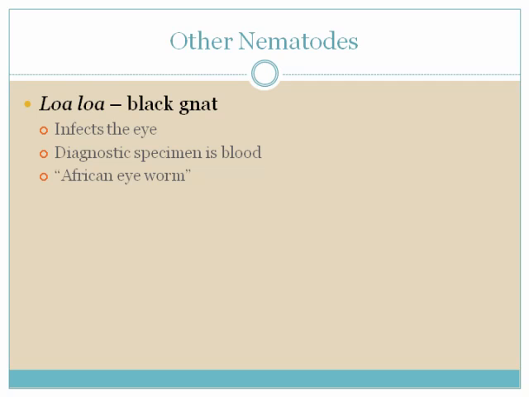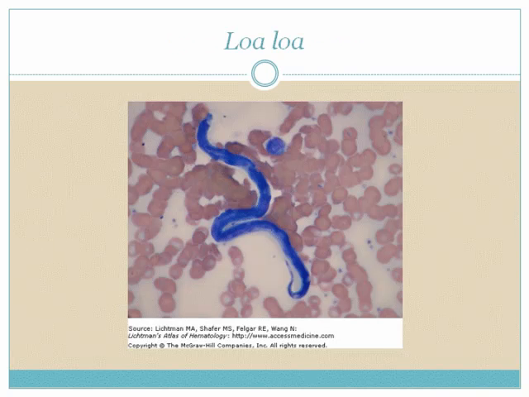Loa loa is caused by the bite of a black gnat. It infects the eye. Diagnostic specimen is blood, and this infection is called African eyeworm. If we look here at this picture, you can see that it's sheathed again, a little bit harder to see, but the nuclei are continuous to the tip of the tail here.